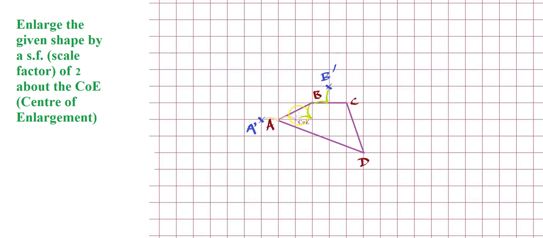Let's have a look at C. How do I get to C? 1, 2, 3, and 1 up. Repeat 1, 2, 3, and 1 up. So this here must be C dash.